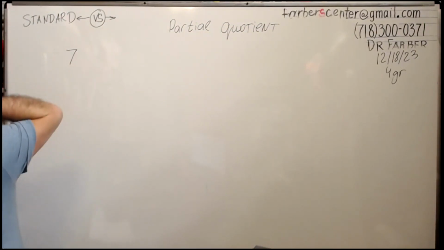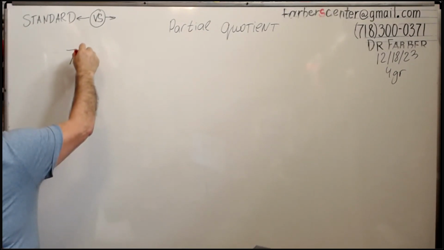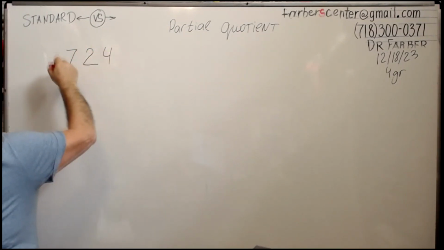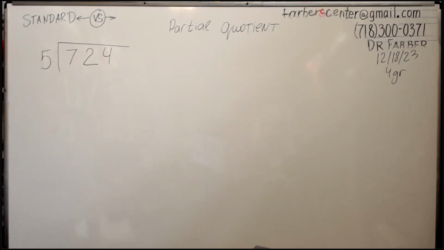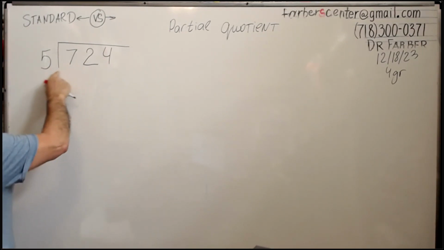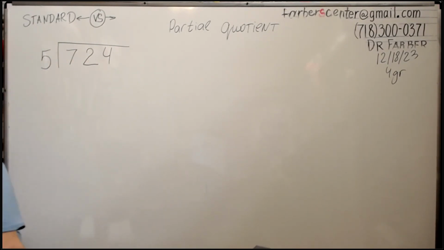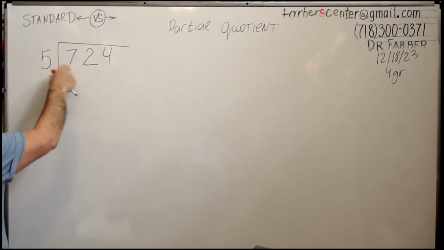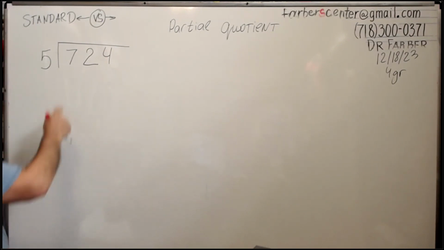724, let's say, divided by 5. Use the standard way. Milana, how many times does 5 go into 7? 2. 5 times 2 is 10, too big. I need to get a number which is less than 7.